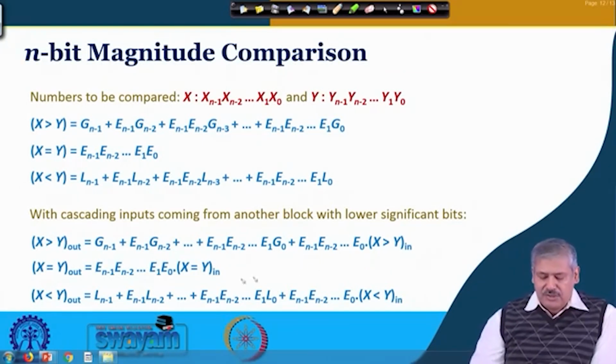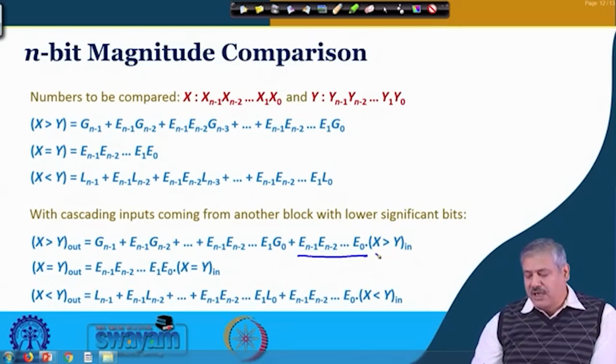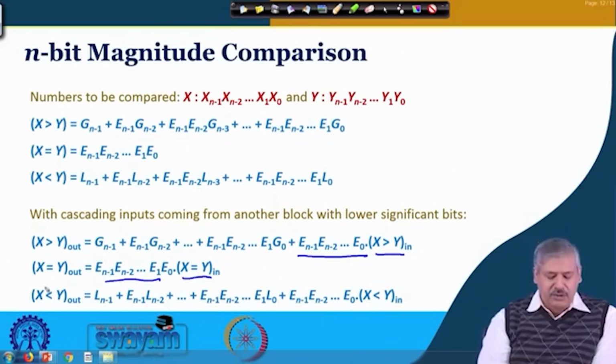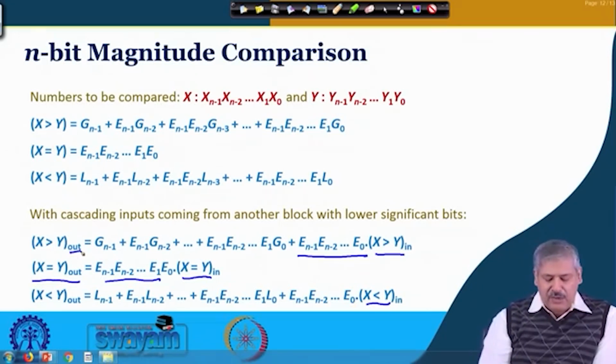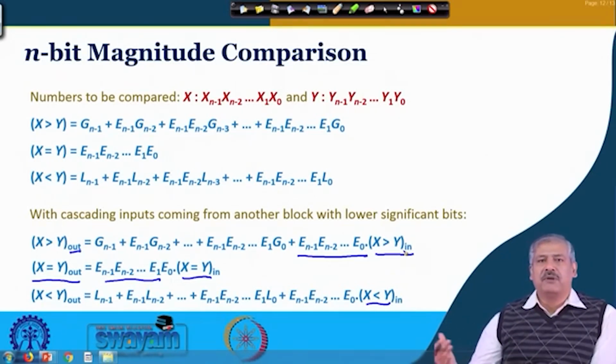So what we will do? Everything remains the same. When all current ones are equal, more significant bits are equal, then you look at whether x is greater than y, that is coming from the lower stage, lower significant bits. So, x greater than y in, or not. Okay. And if x is equal to y in, then as a whole it will be equal, right? And similarly for the less than cases. So now we are putting an out and in prefix in these cases, because we are now in a position to accept the output of comparison from lower significant bits from another logic circuit.